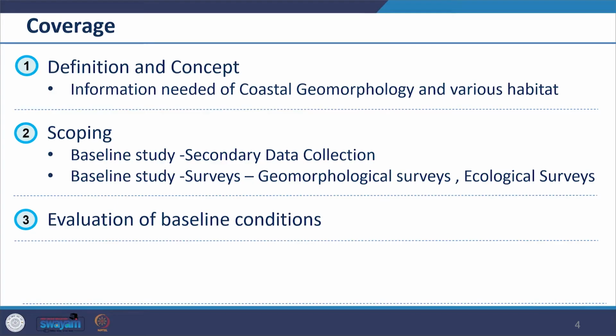So accordingly, our coverage would include that we'll first look into definitions and concepts, and then we'll look at what kind of information is needed for coastal geomorphology, and how do you look at various habitat, and then how you work on the scoping part, and then what kind of data has to be collected for baseline study, the secondary data which is required, as well as what kind of surveys have to be undertaken related with geomorphological survey, ecological survey, and then how do you really undertake evaluation of the baseline conditions, what you have studied. So that is what we're going to cover.